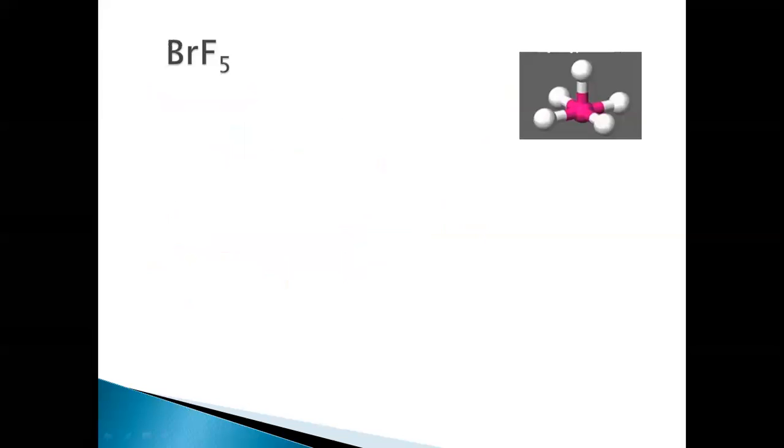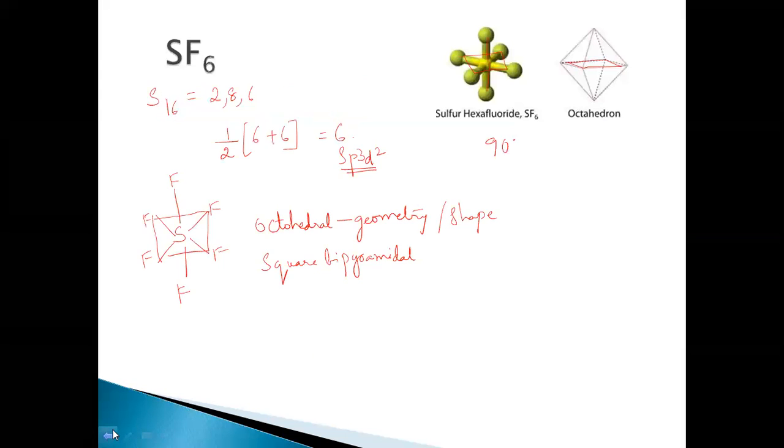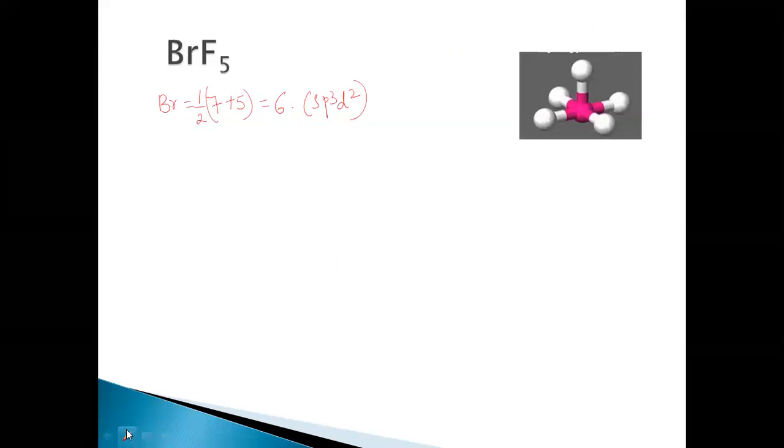Now, when we come to the example of BrF5, this Br is again group 7, so the number of electrons is 7, half into 7 plus 5 is again half of 12, which is 6, right? So sp3d2. Okay, 1 2 3 4 5 6, right? So did I write sp3d2 here? Yes, as simple as that.